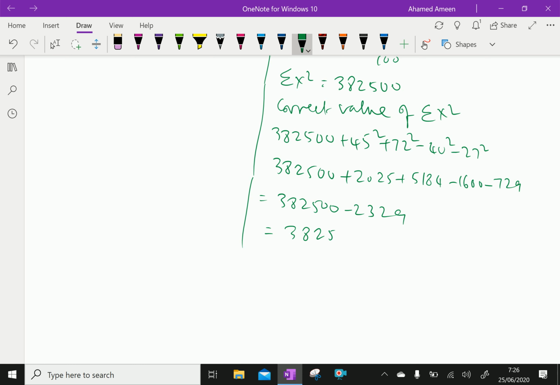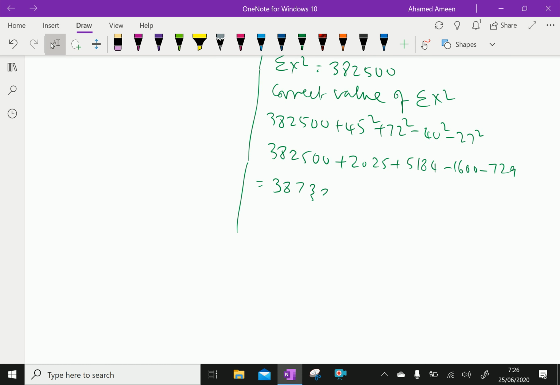This addition comes to, simplifying the values, the final value we can write, which is equal to 387380.